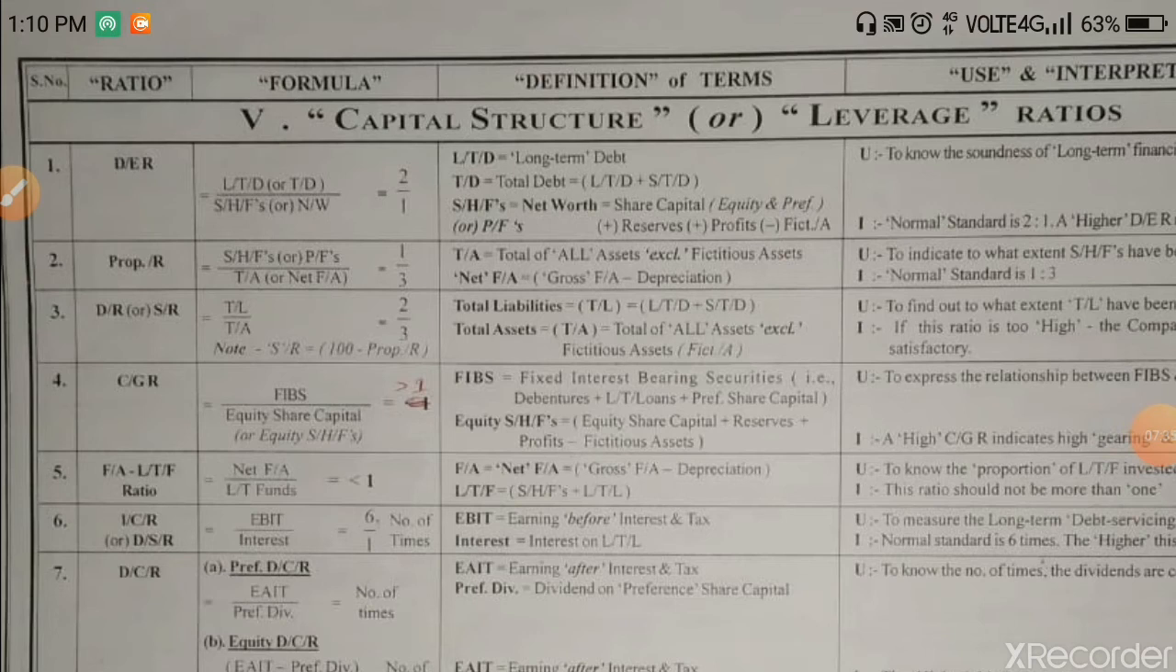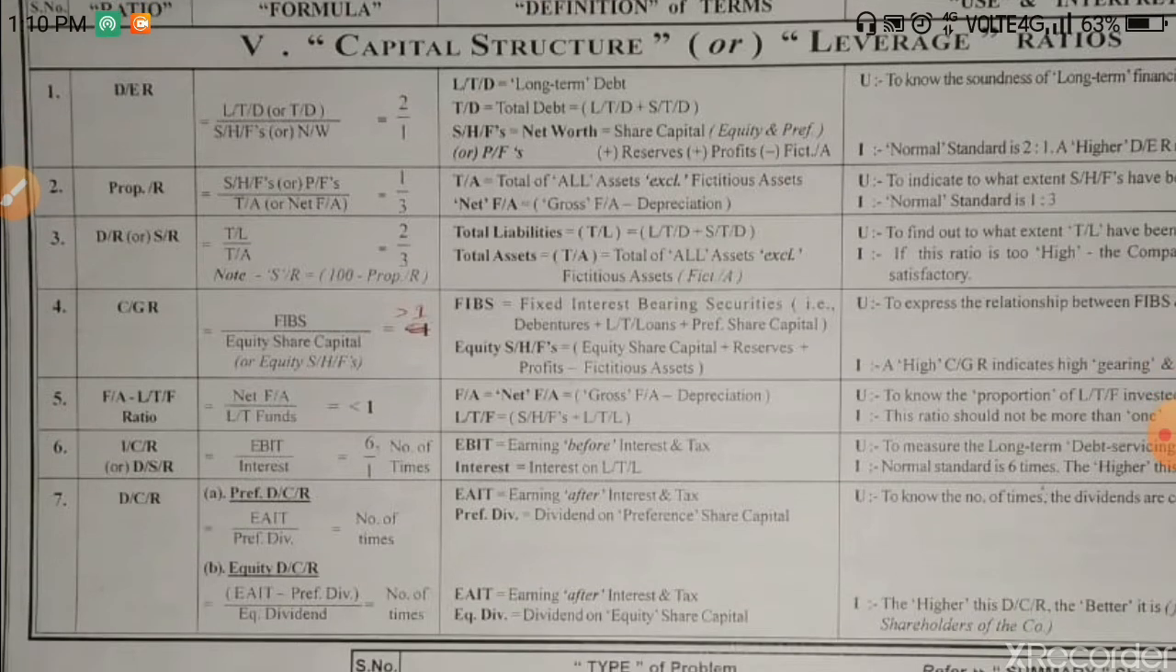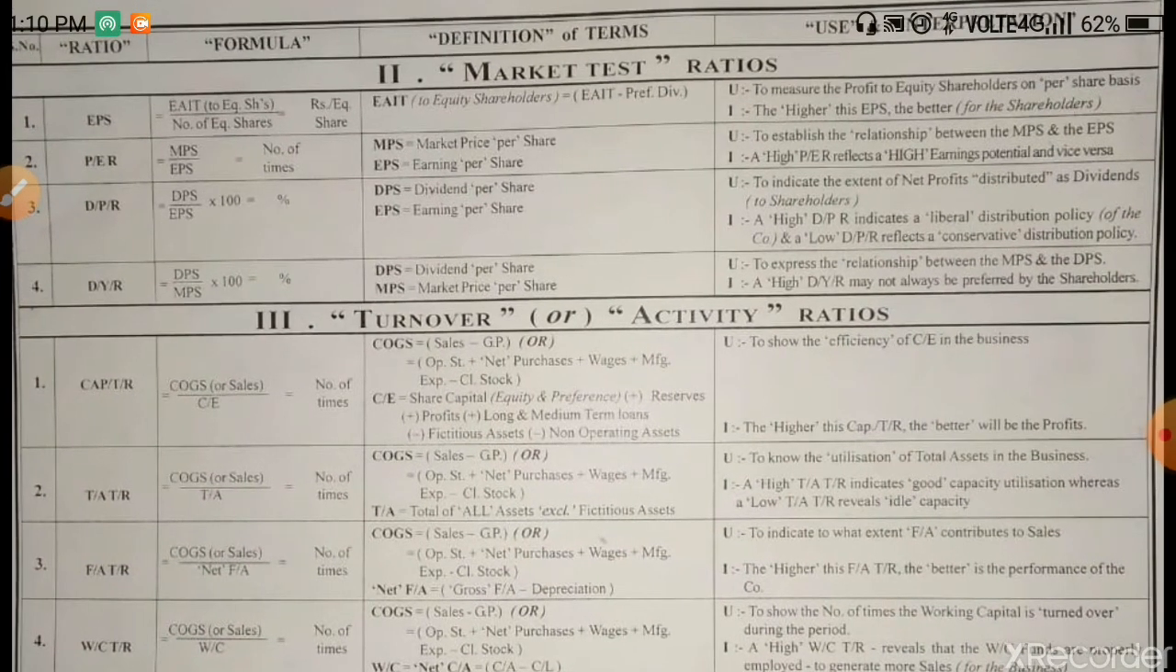Next, fixed assets to long term funds ratio. So net fixed assets divided by long term funds. Interest coverage ratio, EBIT by interest. Dividend coverage ratio, EAIT divided by preference dividend. Equity dividend coverage ratio, earnings after interest and tax minus preference dividend divided by equity dividend. These are the various capital structure ratios. Let us see one more thing. This is the last ratios we are having.